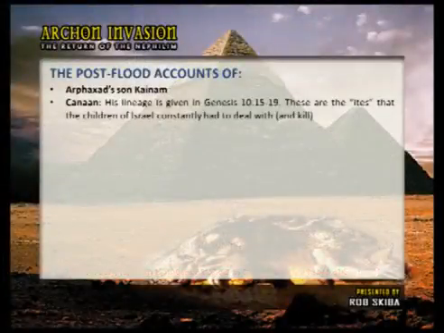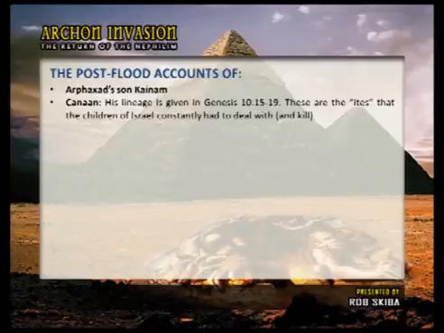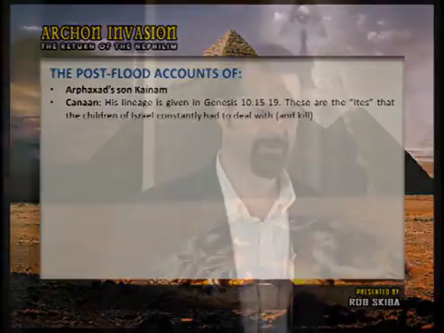Canaan. Now, of course, we do read a lot about him and his descendants in the Scriptures. Canaan, his lineage is given in Genesis 10, verses 15 through 19. These are the ites, all the different ites that the children of Israel constantly had to deal with. And by that, I mean kill. This is where God says, go into that village, go into that city, kill the women and children, the animals, the men, kill everything. These guys.